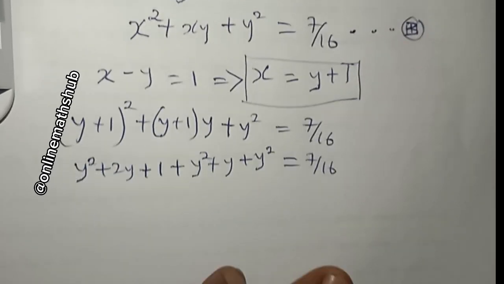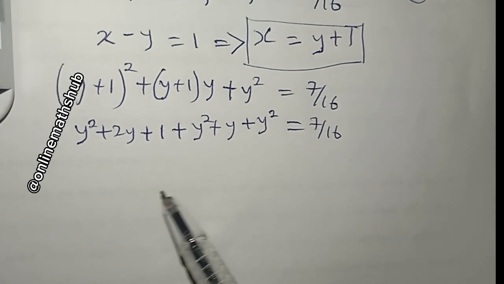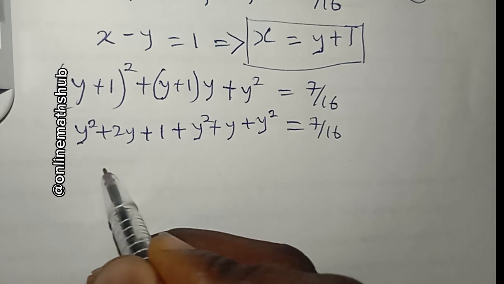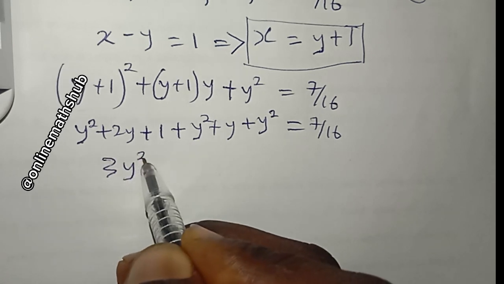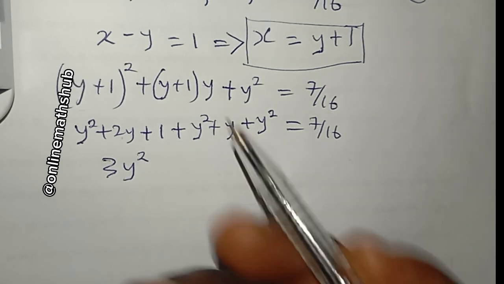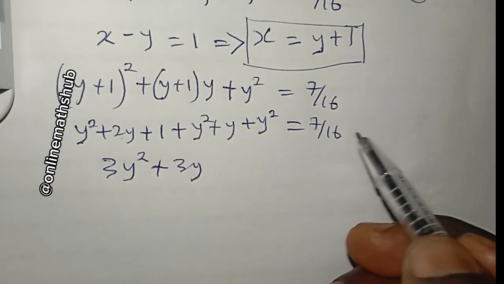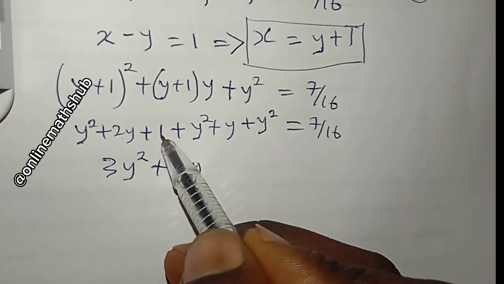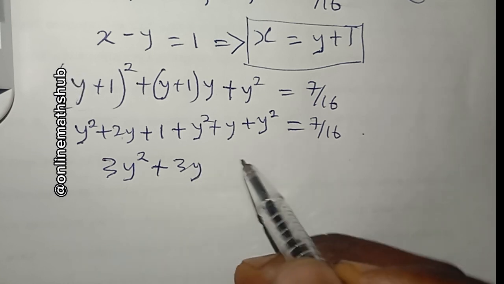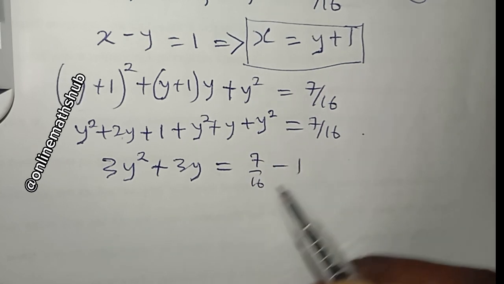Okay, so this is what we have, and moving forward I can collect like terms. You can see y squared over here, plus y squared, and then plus y squared. If I collect all of them, I'm going to be having 3y squared right here, and then you can see 2y here plus y over here will give me 3y. And then I can take this 1 to the right hand side, and I'm going to be having that this is equal to 7 over 16 minus 1.